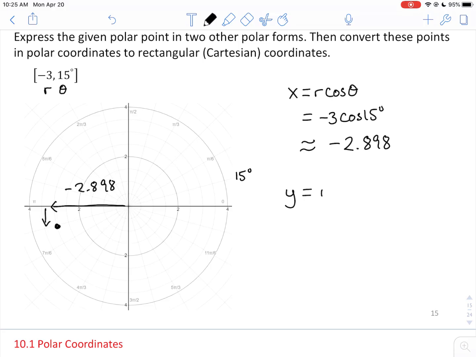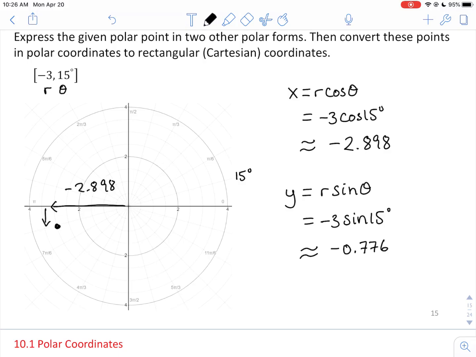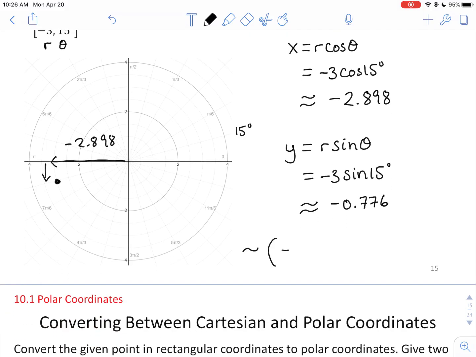That would be this negative distance that we go here. So the y-coordinate is equal to r sine theta. r is negative 3 and theta is 15 degrees. And there we go, negative 0.776. That's how far down we would drop to get to that location. So our final answer, we're going to go about 2.898 left, followed by going about 0.776 down, taking us into that third quadrant to describe that location using rectangular coordinates.